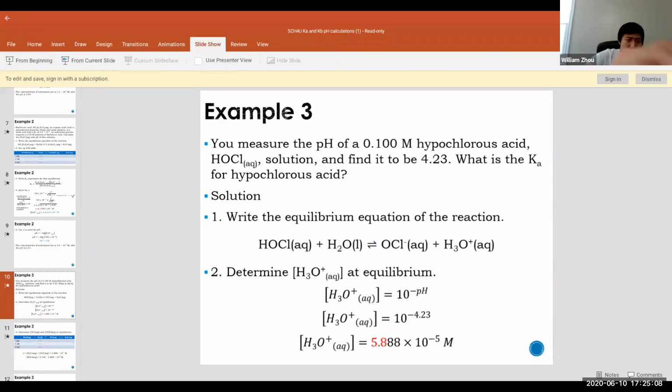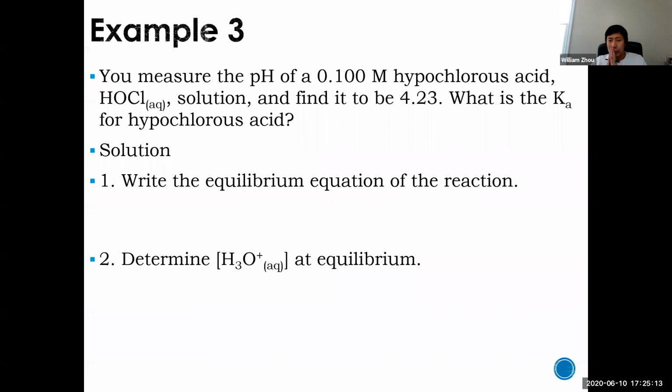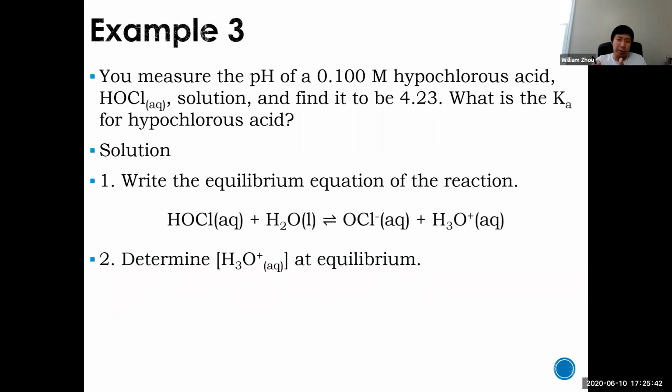All right, so here's example 3 and example 4. In example 3, you measure the pH of 0.100 molar hypochlorous acid and find it to be 4.23. What is the Ka of hypochlorous acid? So you're asked to find the Ka. You have to do the opposite of what you've been doing, but you still need the equilibrium equation. In order to find the Ka, you need to use the ratios of the products and the reactants. So you need to calculate what the product concentrations are and the reactant concentration.